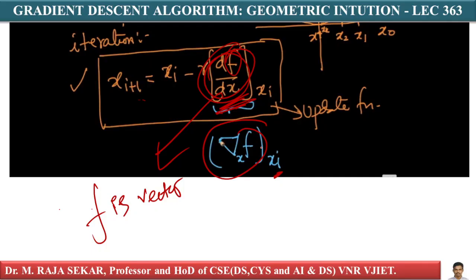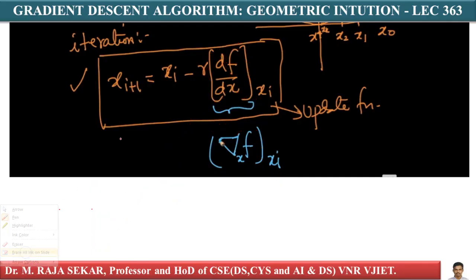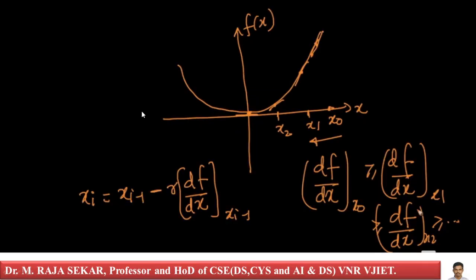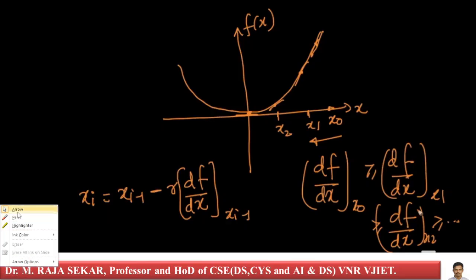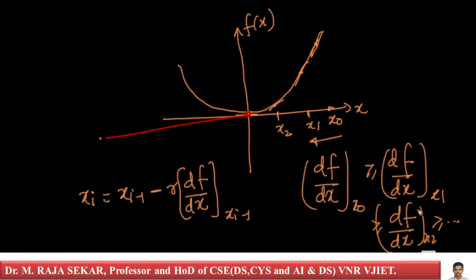Let's draw a function. Let me take this function again. Yes, this is the function. Let's assume this is my minima, my x star. This is my x star. This is my minima or optimal value, isn't it?